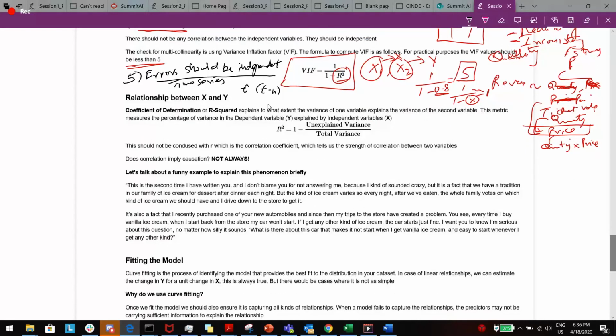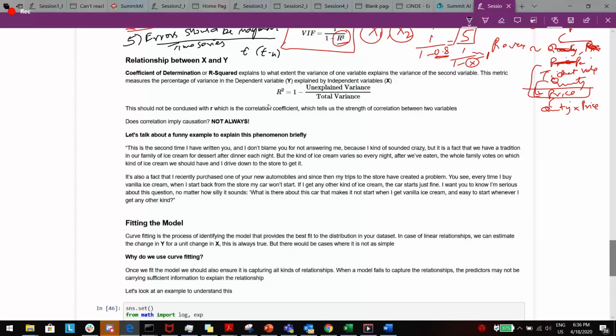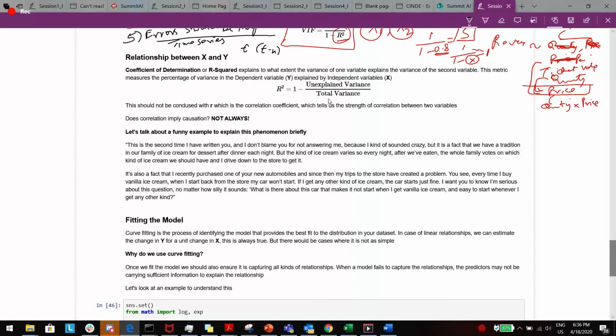Now, when we go to model building, how do you understand what kind of relationship exists between x and y? What is the parameter that captures the kind of variance that is there in my independent variables, and how do I explain that? That is done by this particular parameter, which is very popular with all the data scientists or predictive analysts. It is called the coefficient of determination, and it is explained by this particular formula.